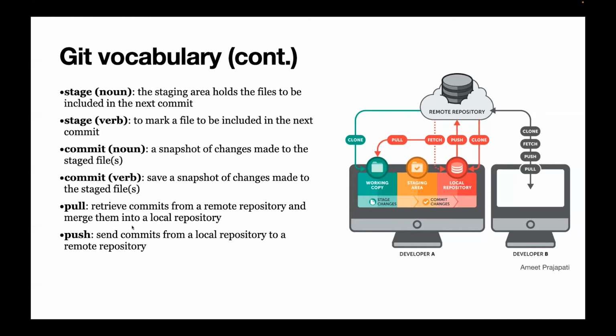But the next term is pull. To pull or pulling is retrieving the commits from the remote repository, from GitHub. Especially if you're working with multiple people, somebody might have pushed a change online, and if you don't pull it, you're going to have an issue when you try to commit these and push them online, because there's potentially going to be a clash in your code.